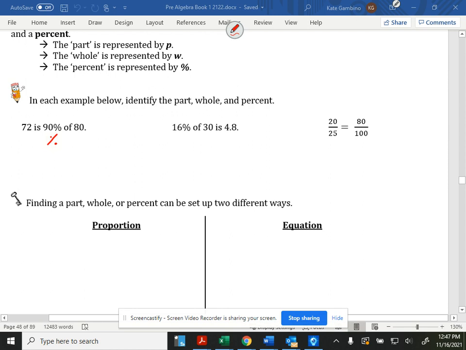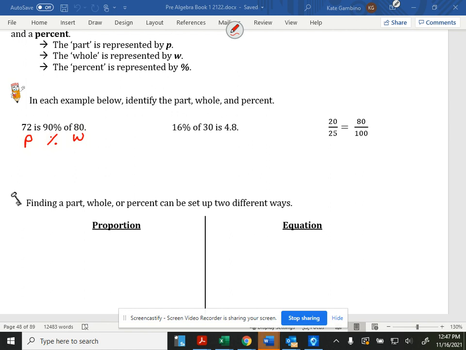So we're just going to write a percent under that. So then we have 72 is 90% of 80. What's the whole? How much is there all together? Ethan? The 80, that's our whole. The part is the 72. That's part of the 80.